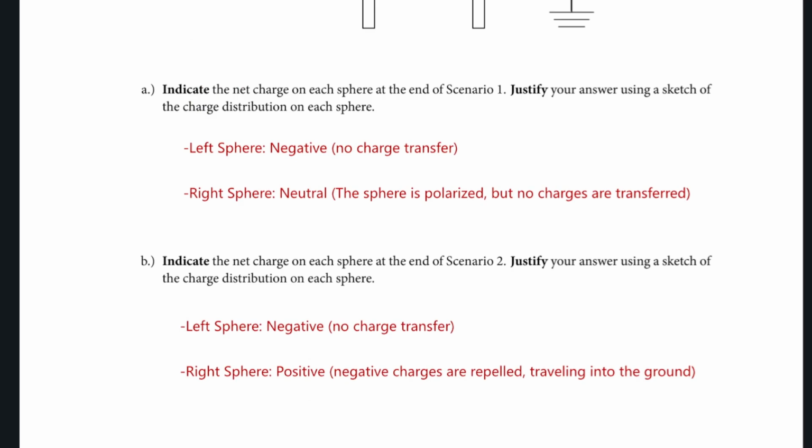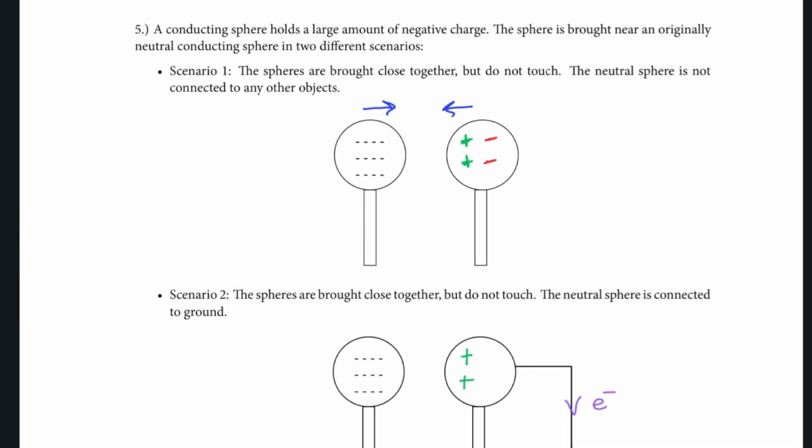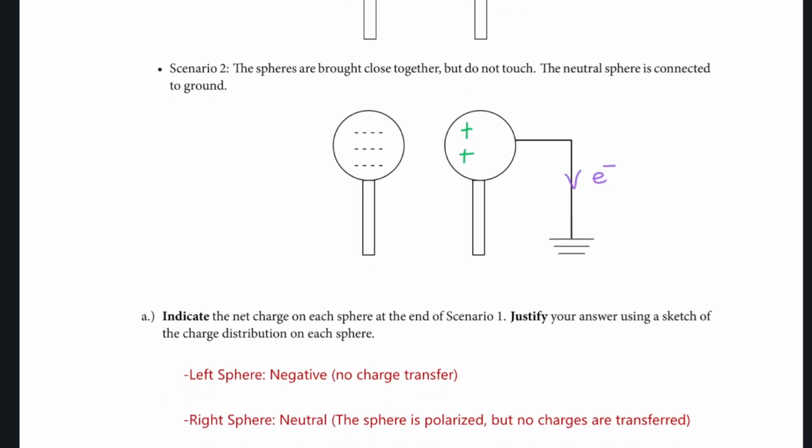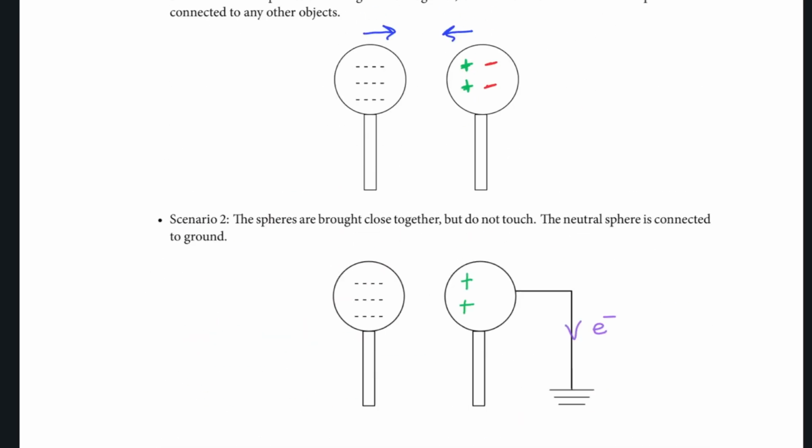Because in the first case, there's nowhere for the charge to go, right? There's nothing entering this box. But in the second case, the ground allows the electrons that would like to escape, it gives them an actual path. And obviously the left sphere is negative both times, because where would the charge go?